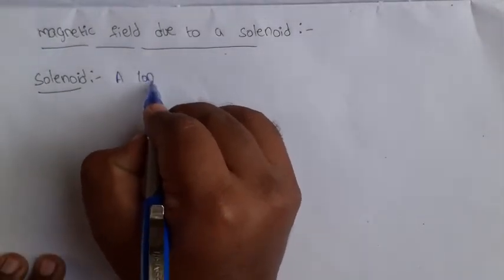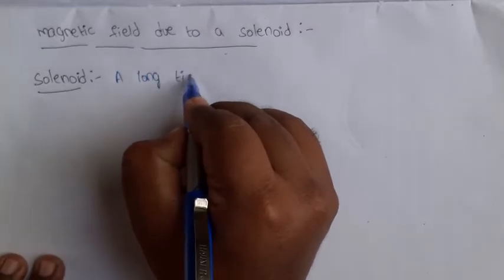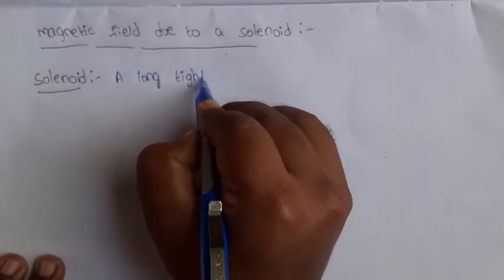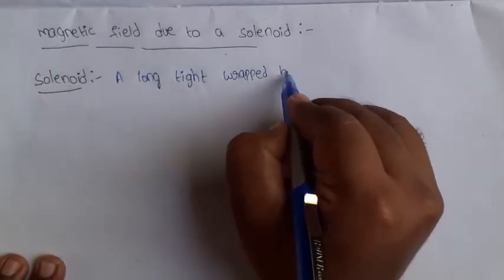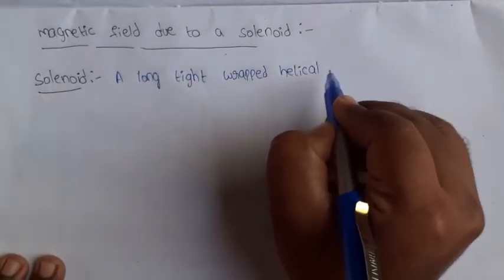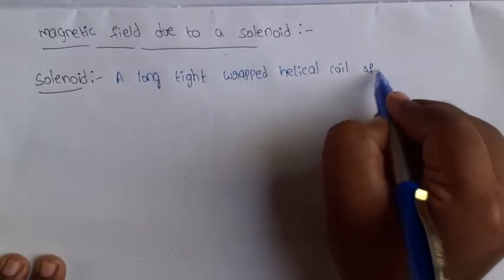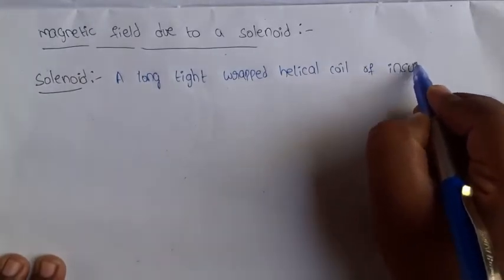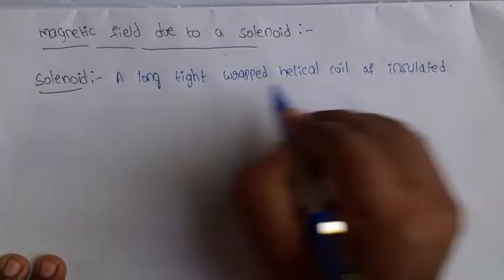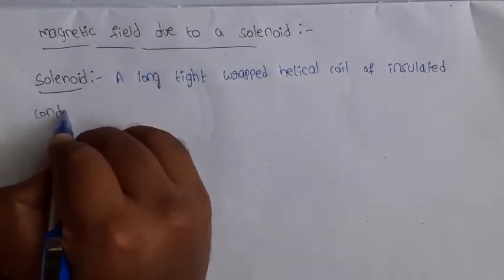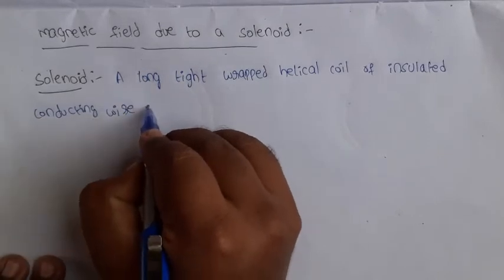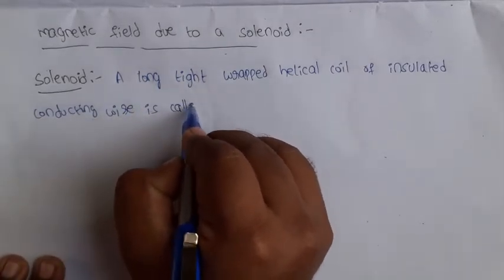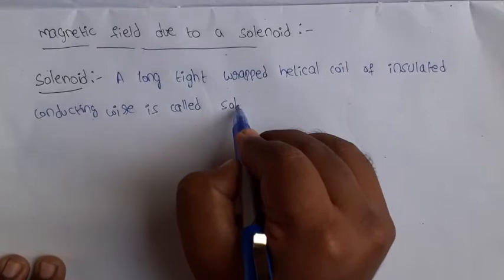A long, tightly wrapped helical coil of insulated conducting wire is called a solenoid.